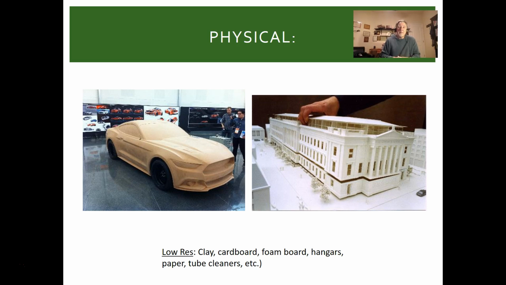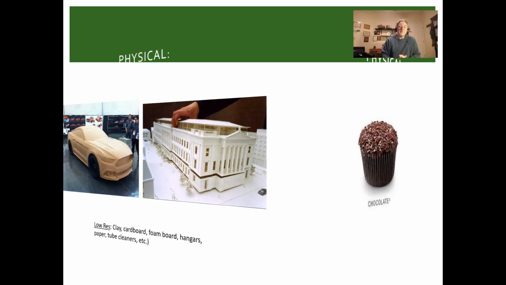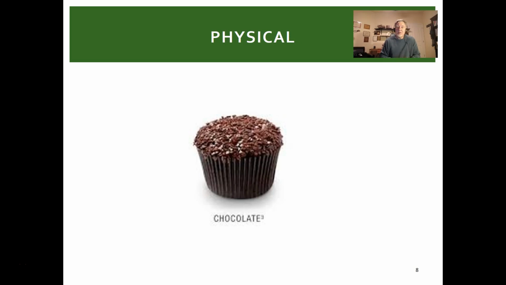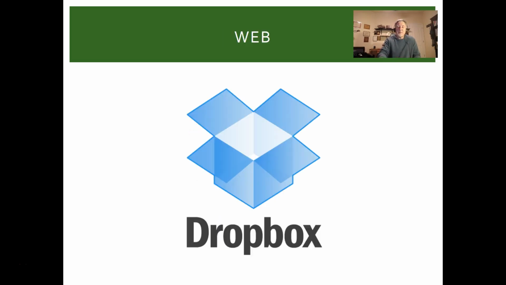So some examples. Physical, okay? It can be like what we look at with automobiles, it could be clay, or it could be foam boards, or we see how architects create a model before they go into a building. So that's one way of doing it. You could have a back of the napkin. Physical, again, chocolate. We talked about the cupcake as well.